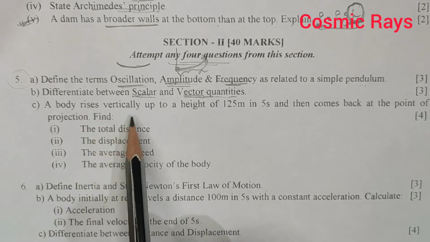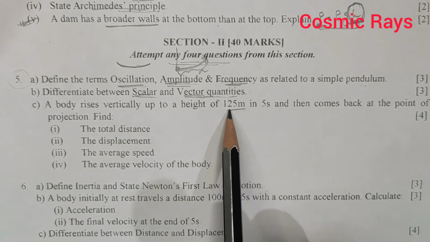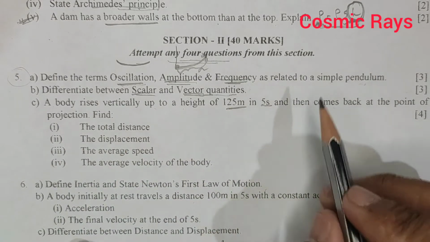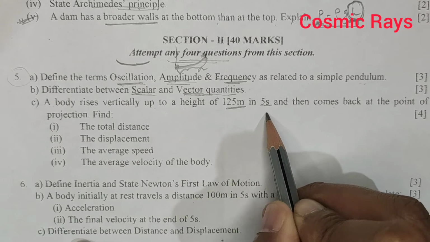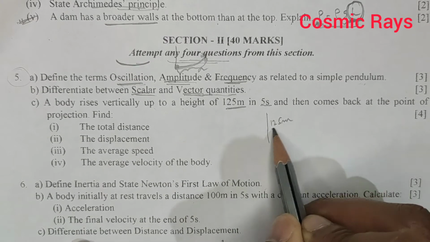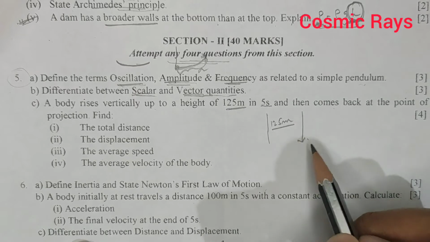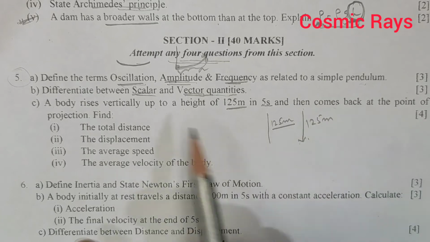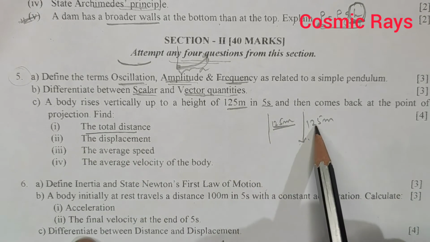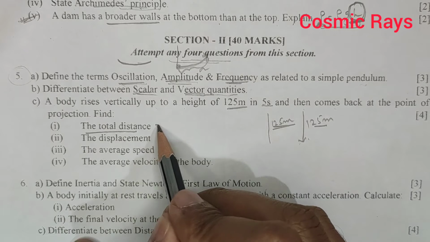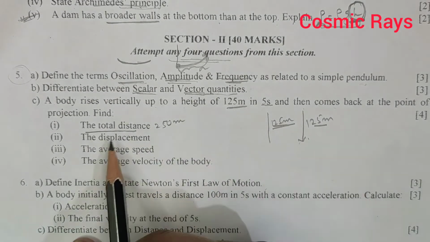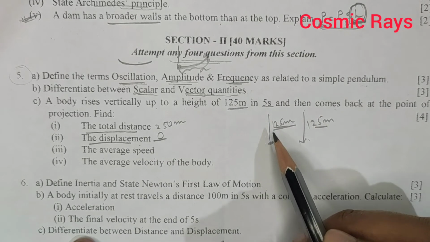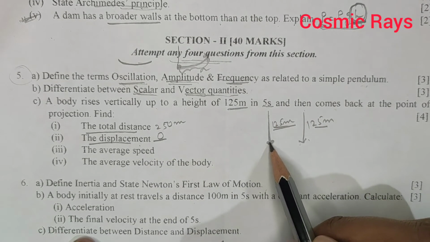Now a body rises vertically up to a height of 125 meter in 5 seconds, then comes back to the point of projection. So here they are saying that the body is going up 125 meter, and then it's coming down to the point of projection. So when it's coming down, it's covering another 125 meter. So they have asked the total distance. So total distance will be 125 plus 125, that is 250 meters. The displacement of course is going to be 0, because this is the starting point. The body is going up and coming down again to the same point.